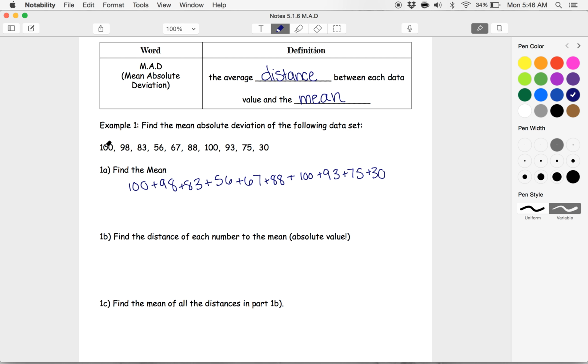Okay, so how many are there? 1, 2, 3, 4, 5, 6, 7, 8, 9, 10. It looks like I have 10 of these. Take this and divide by 10. All right, now I'm going to take out my calculator and find the sum of all those. So 100 plus 98 plus 83 plus 56 plus 67 plus 88 plus 100 plus 93 plus 75 plus 30. Looks like I'm getting 790.